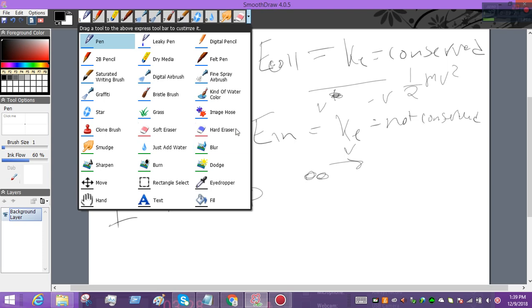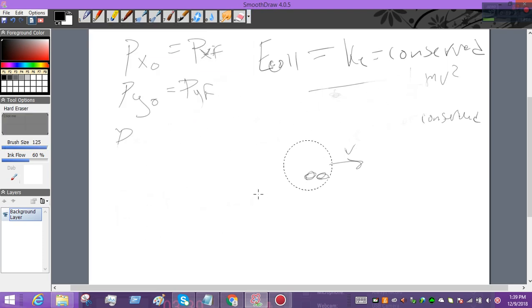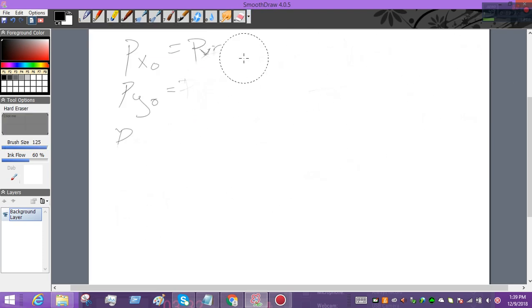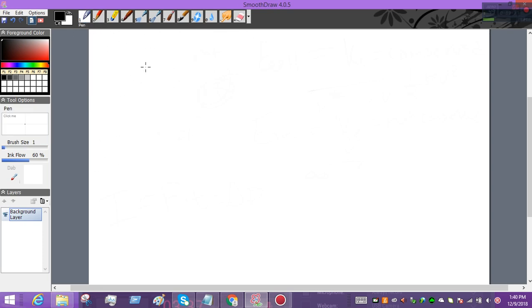Okay, so let's get into some practice problems. Let's quickly erase all of this. Oh, and sorry, momentum equals mass times velocity. I forgot to mention that. That would probably have been helpful to know, but there you go.